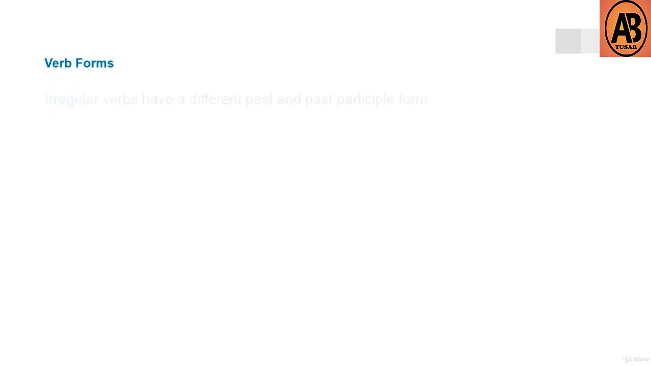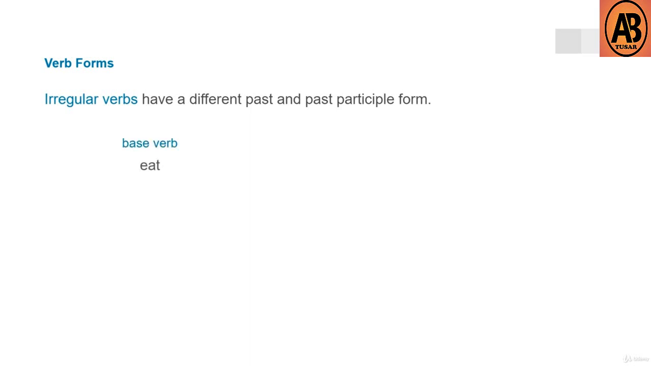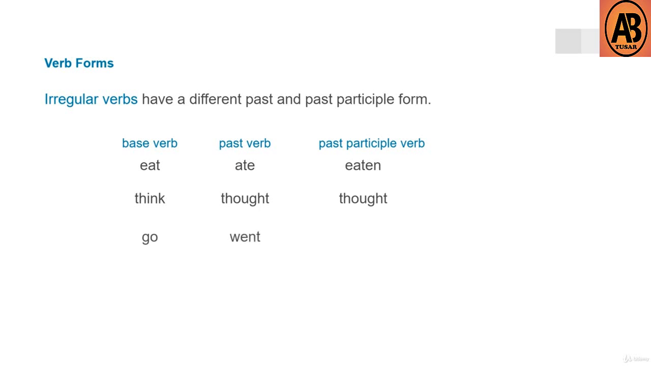Irregular verbs have different past and past participle forms. For example, the verb eat. Its past form is ate, and its past participle form is eaten. Think is another irregular verb. Think, thought, thought. And so is go. The past form of go is went. But the past participle form of go can either be been or gone.